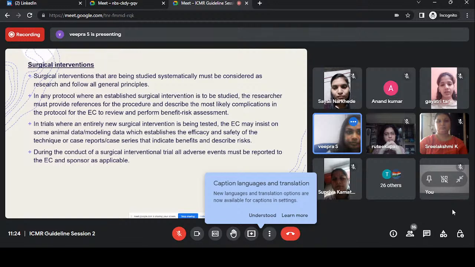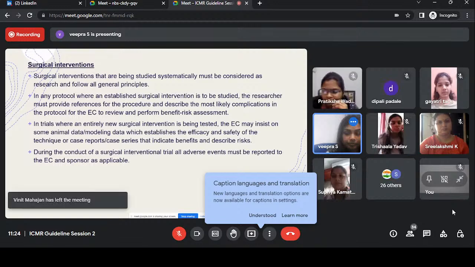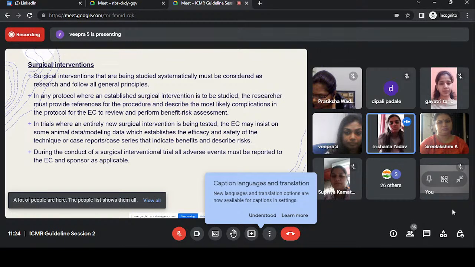The safety and well-being of the trial subject should be protected when we are planning, conducting, or reporting the study. Then privacy and confidentiality of the subject should be protected. No harm to the subject. Do not harm the subject.